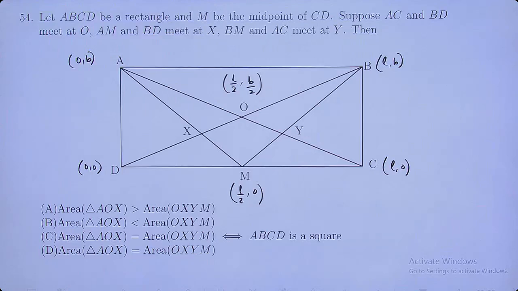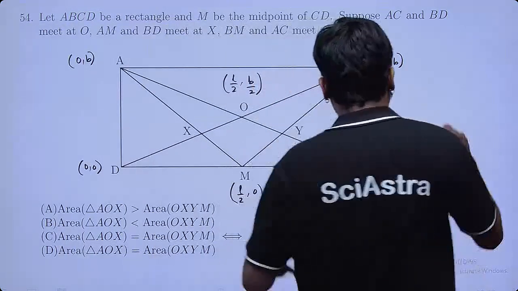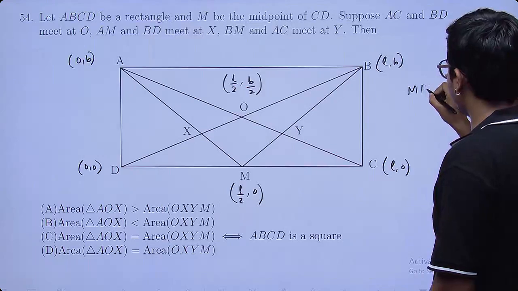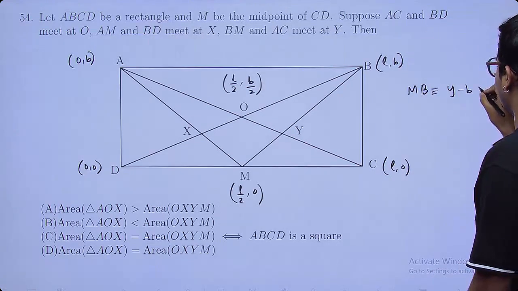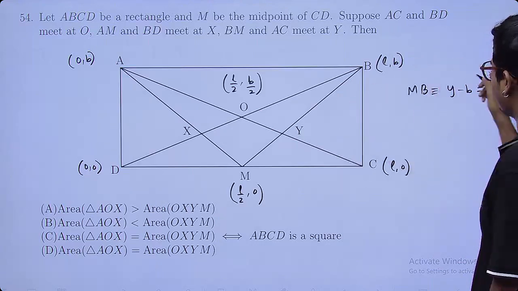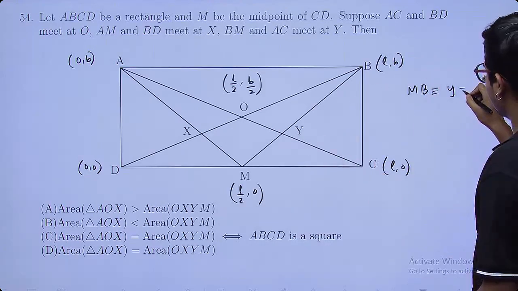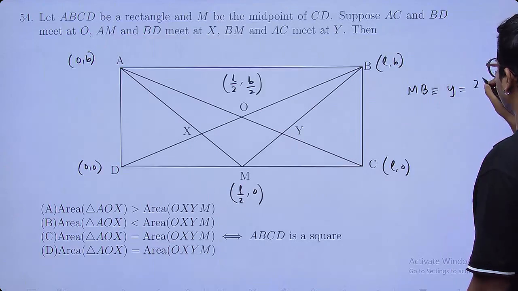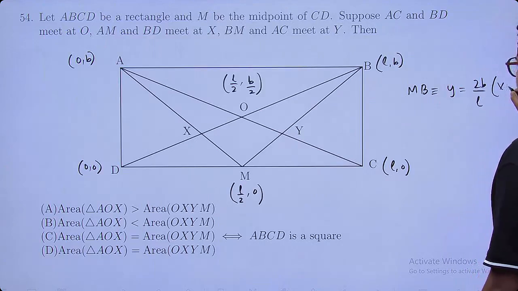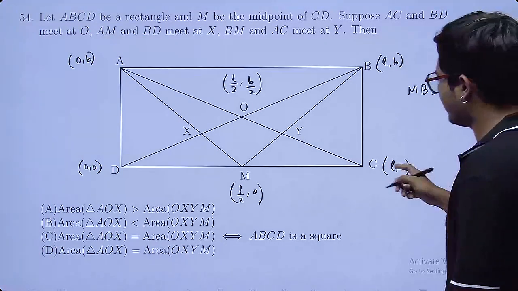Now, we can find the points X and Y as well, right? Because I can find the equation of this line MB. What is the equation of the line MB? MB is given by y minus y1. You can go either way. Let's go with y minus y1 equal to (y2 minus y1) divided by (x2 minus x1) times (x minus x1). So y equals 2B by L times (x minus L by 2), right? This is the equation of the line MB.